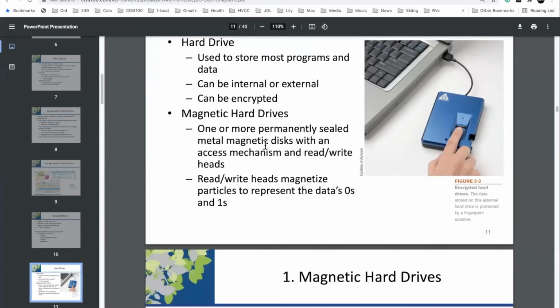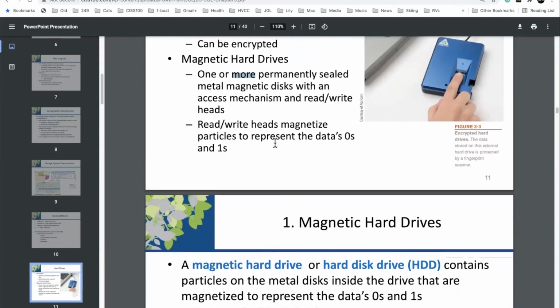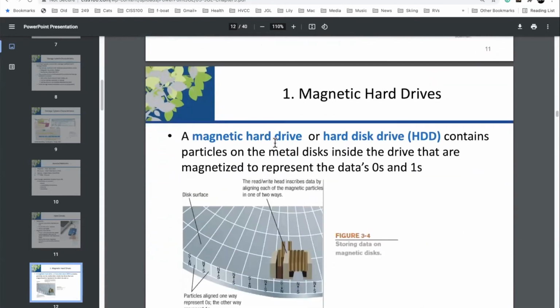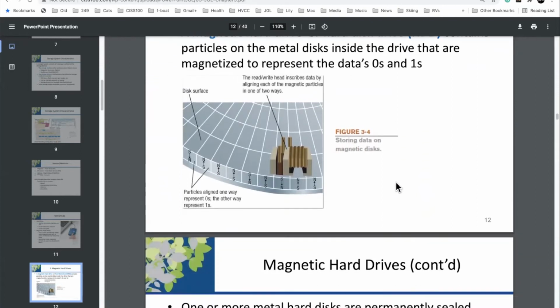So what is and how are magnetic hard drives put together? One or more permanently sealed magnetic disks. Well, we'll just focus on the more, okay? We have read-write heads, and the best way to describe this actually is to take a look at a device. So we know in the magnetic hard drive, okay, we can magnetize the surface to represent zeros and ones, right? The von Neumann architecture, the basic representation within the computer.